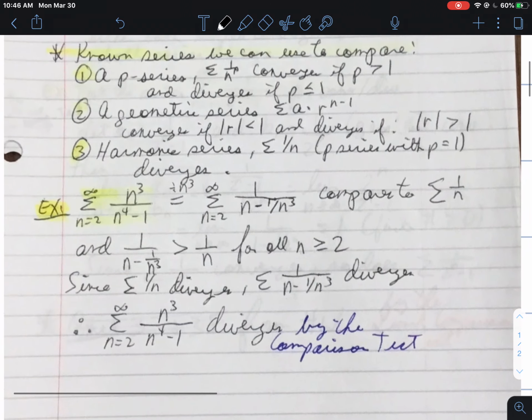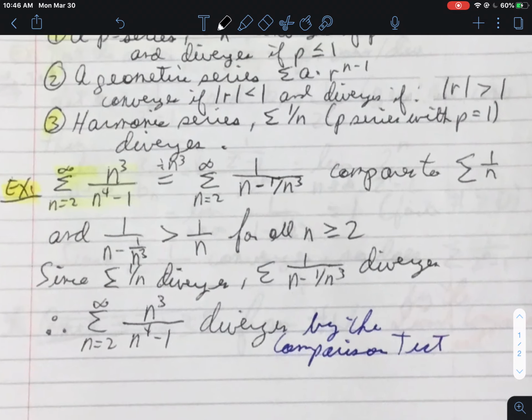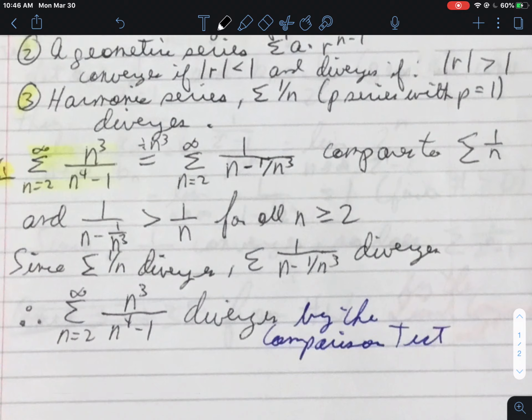So next example. I've got the sum, in this case, as n goes from 2 to infinity. And this is something that we mentioned before, though I don't think we've had an example with one. Here I'm starting at n equals 2 because notice if we started at n equals 1 for our series n cubed over n to the fourth minus 1, the first term would be undefined, right?